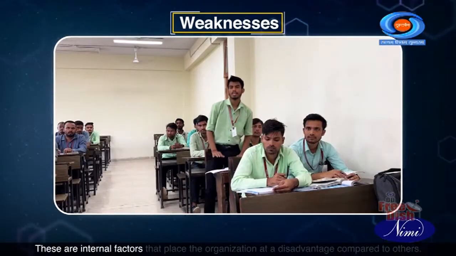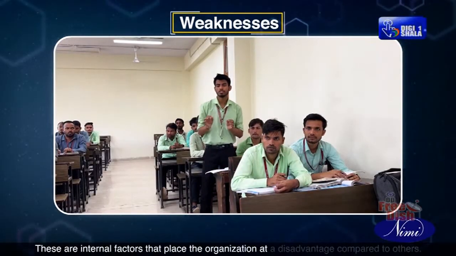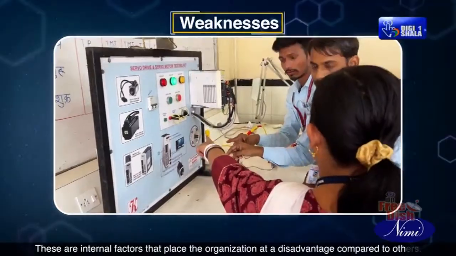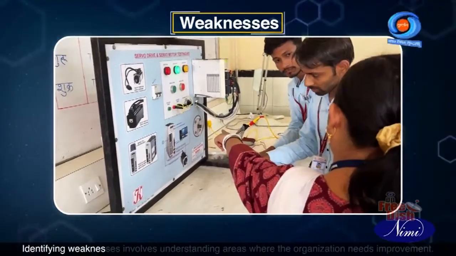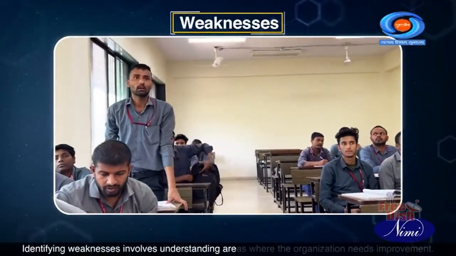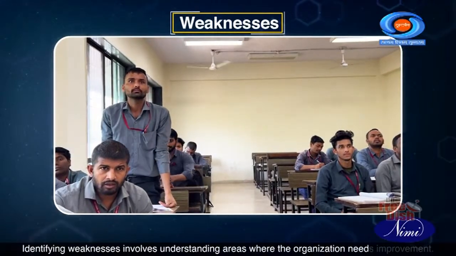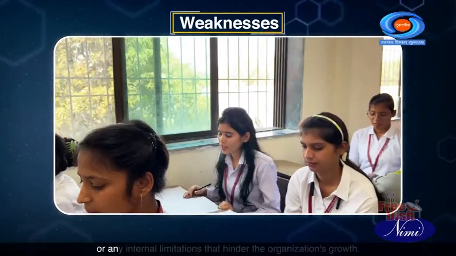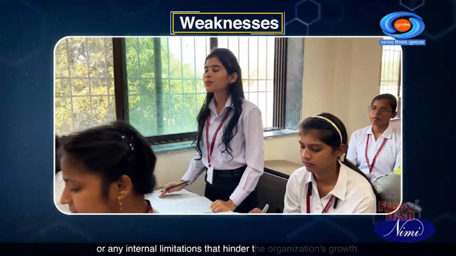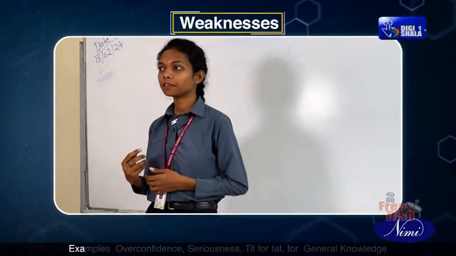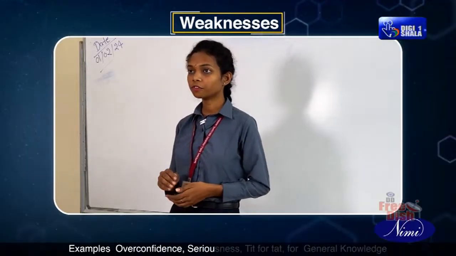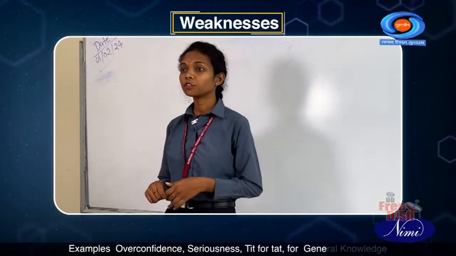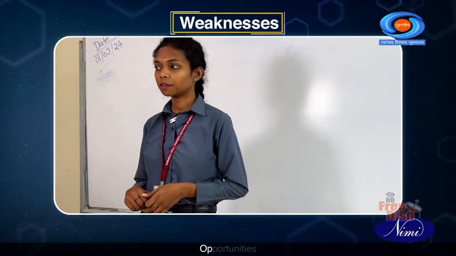These are internal factors that place the organization at a disadvantage compared to others. Identifying weaknesses involves understanding areas where the organization needs improvement. This might include issues such as lack of resources, outdated technology, poor management, or any internal limitations that hinder the organization's growth. Examples: overconfidence, seriousness, tit for tat, for general knowledge.